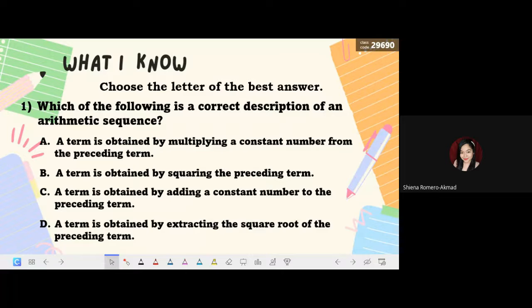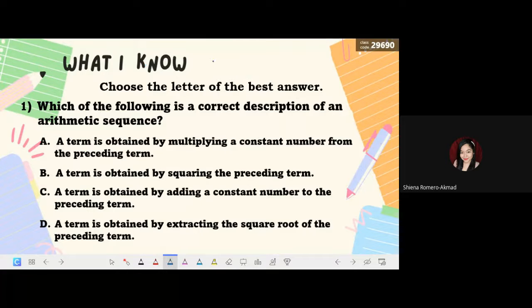Okay, so your answer is letter D. Do you agree with Almar? Sige, bibigyan ko kayo ng example ng arithmetic sequence. Okay, para mas maintindihan niyo.